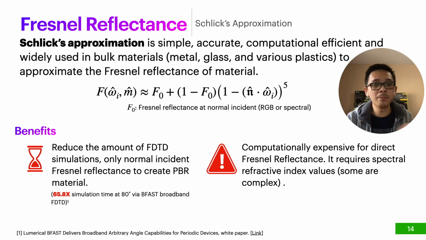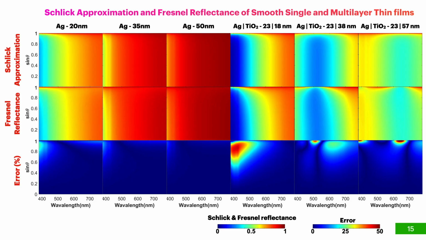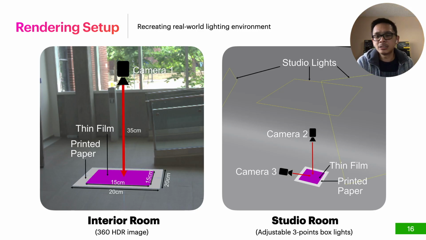Because this is the first time we apply the Schlick approximation to thin films, we performed some analysis. The Schlick approximation is compared with the Fresnel reflectance calculated from the TMM, the transfer matrix method. The error is shown as a percentage from 0 to 50%. We can see that the majority of the error between this approximation and the Fresnel reflectance is very low, except at shorter wavelengths and high incident angles. So we believe this is the best approach we can use to approximate and render the visual appearance of thin films.